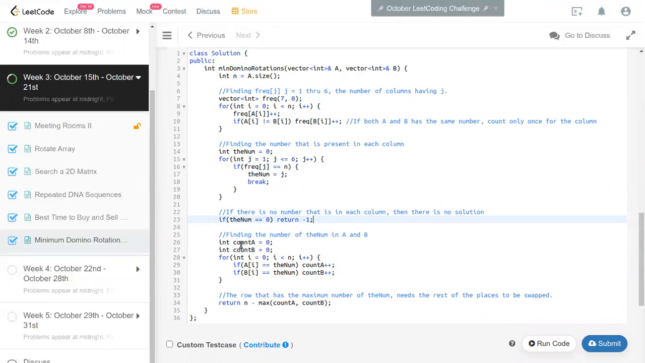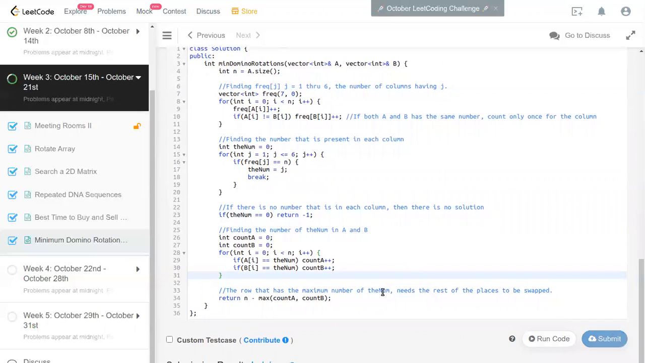So that's why I'm going to return -1, right? And what I'm going to do now is count how many times the number is present in row A, and the frequency of the number in row B. So I'm going to find how many times the number is present in both rows. So finally, as I told you, I'm going to take the max, and then n minus the max of that is going to be the number of rotations needed, and this should work, right?